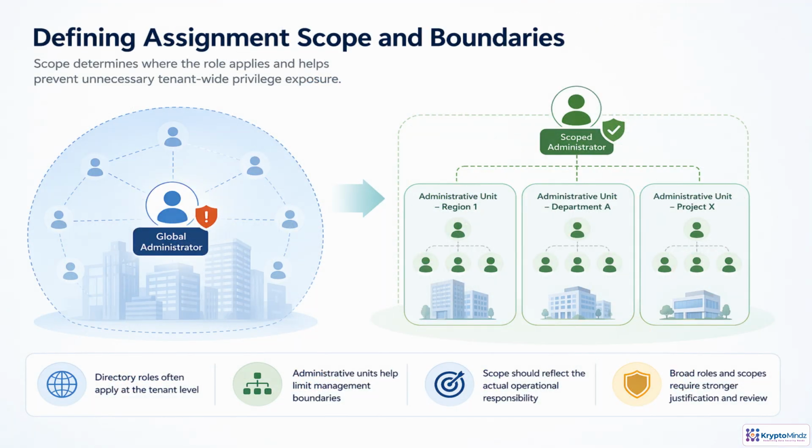Scope defines the boundary around a role's power. In Microsoft Entra, many directory roles can affect the entire tenant, so one assignment may reach users, groups, applications, and settings far beyond a person's real job. That makes scope just as important as the role name. If an administrator supports only a region, department, or project, use boundaries such as administrative units where appropriate. The goal is least privilege in practice. Access should match operational responsibility.